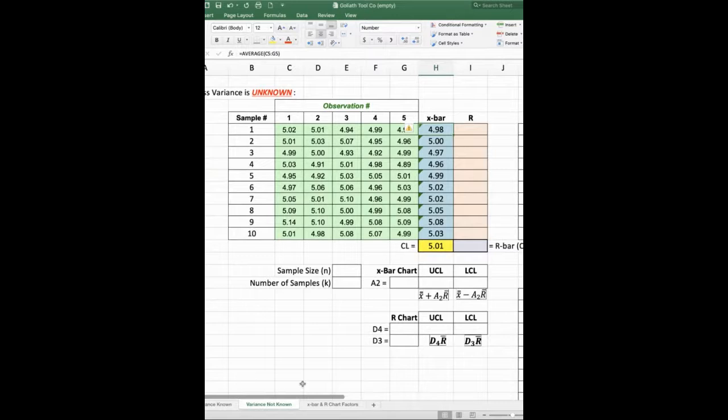And this is the case where the standard deviation is not known. And this is on pages 120 and 121 of your textbook. It's also the Goliath Tool Company. And in this case, the data that we've collected is the same. However, in this case, the standard deviation is not known. And you'll see that what I've done here, I've already calculated the averages because it is still a variable control chart.